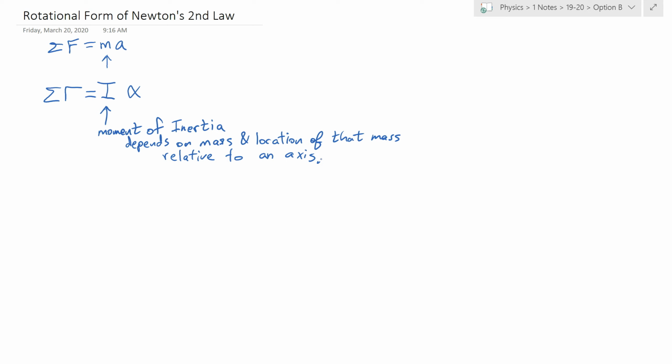If you think about a football, when you throw a football and it has a nice spiral, that means that axis is the axis for that football that has the smallest moment of inertia.